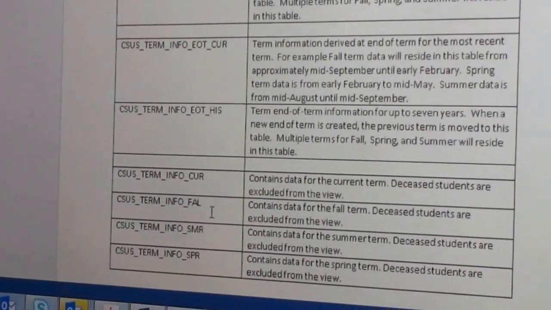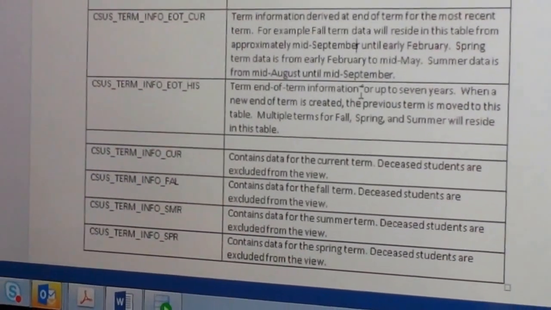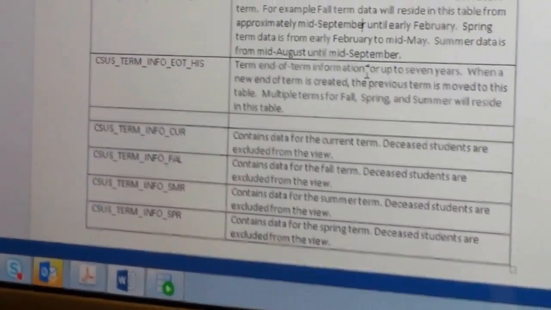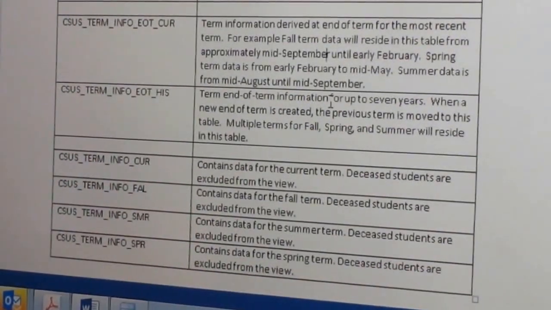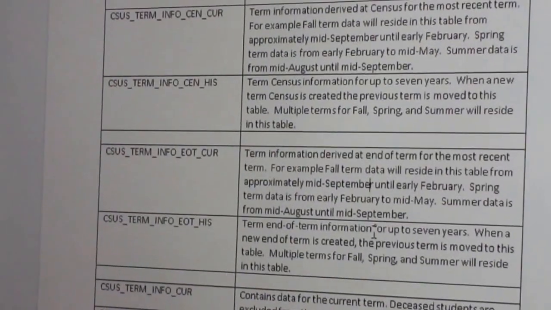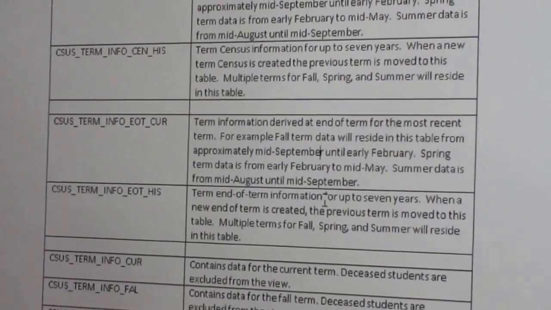I did put the wrong information. I will correct it. End of term I copied from Census, and so it doesn't occur in the time frames here. Those are copied down from Census. End of term happens at the end of the term. So for fall, it would be in December, and that's when you get it. We'll talk a little bit more in detail about those guys here.